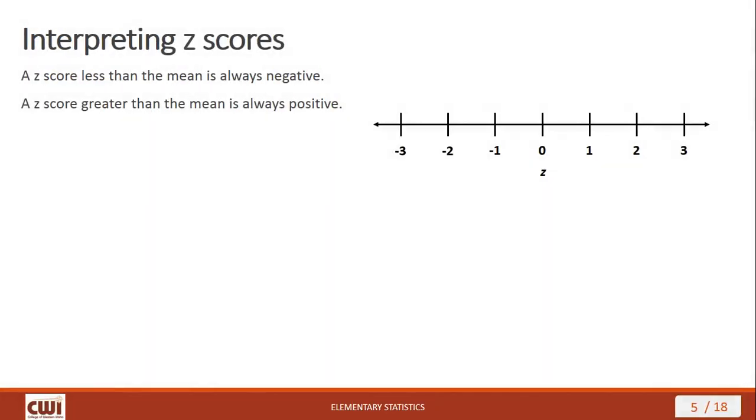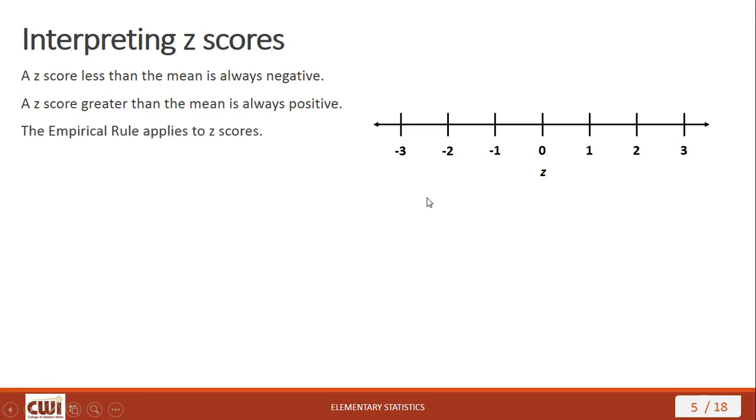How do we interpret the Z-score? Well, a Z-score less than the mean is always negative, and a Z-score greater than the mean is always positive. So a negative Z-score means that our data value resides to the left of the mean value. The mean value, the value in the middle, always has a Z-score of 0. So then, if the Z-score is negative, we know it's to the left of the mean value. If a Z-score is on the right side of the mean, then it's going to be positive. So just by looking at the sign of our Z-score, we know which side of the distribution we're on.